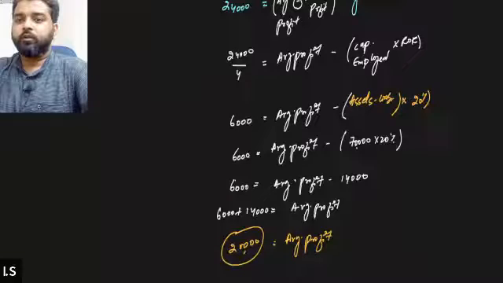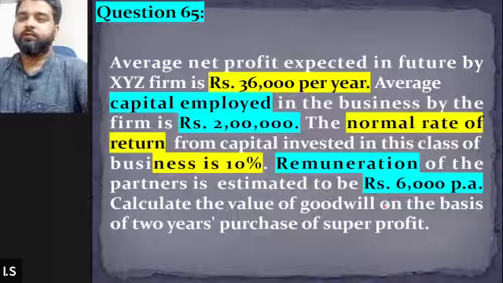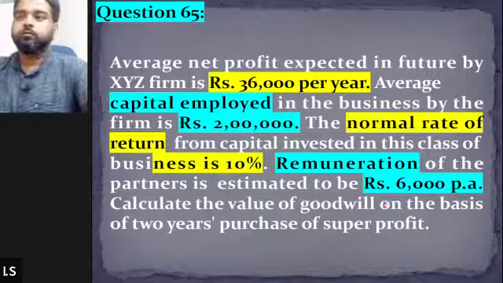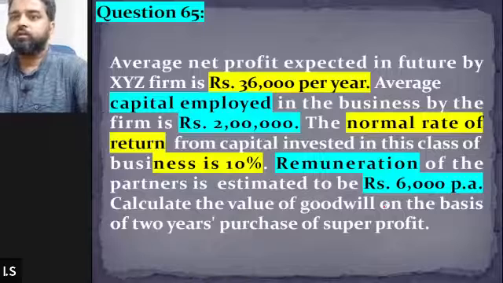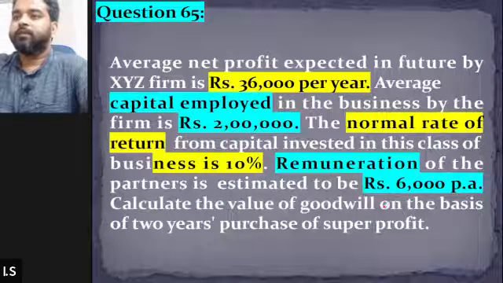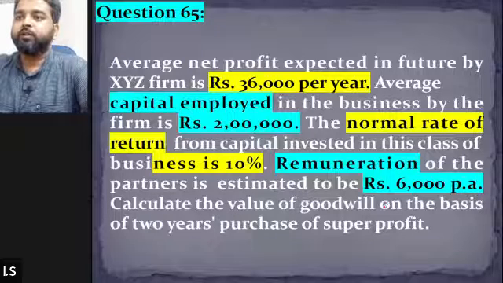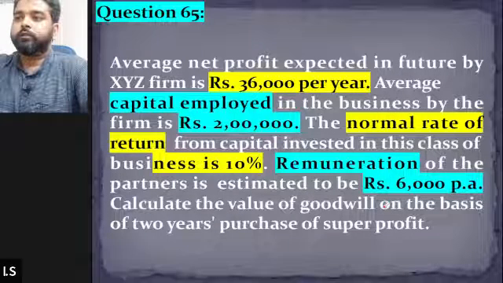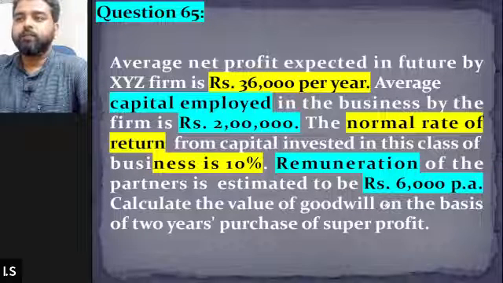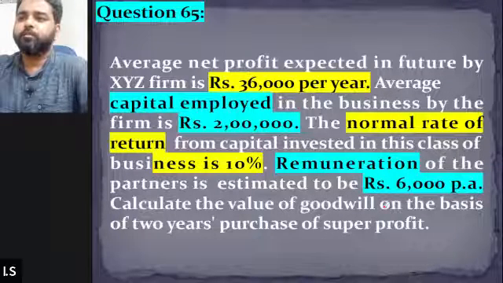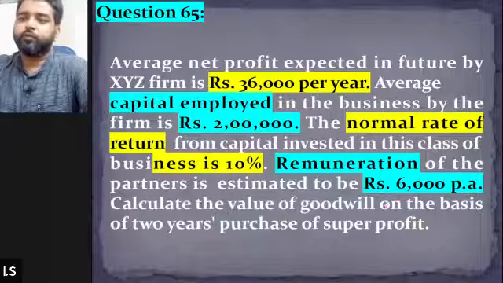All right, so we will quickly solve one more question, then we will start with the test. Question number 65. Though it is an easy question, I still want to solve it. Average net profit expected in the future by the XYZ firm is 36,000 per year. Average capital employed in the business by the firm is 2 lakh. The normal rate of return from the capital invested in this class of business is 10%. Remuneration of the partner is estimated to be 6,000 per annum. Calculate the value of the goodwill on the basis of 2 years purchase of super profit.